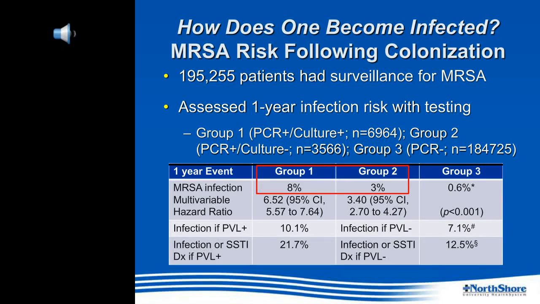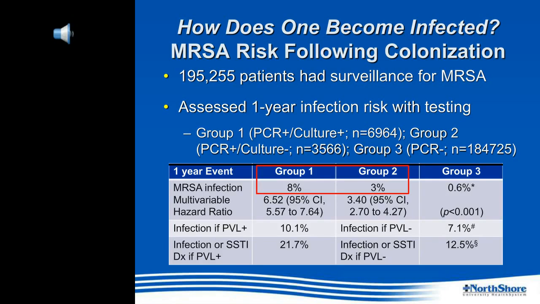So how does one become infected? What's the risk of MRSA infection, and what really leads to it? What perhaps can be useful in prevention? This is a slide from some work that was done at our facility, looking at almost 200,000 patients who had surveillance testing done. And the three groups represent patients that were PCR positive as well as culture positive in the nose for group 1. Group 2 were PCR positive only and culture negative for MRSA, and then group 3 were both PCR and culture negative for MRSA.